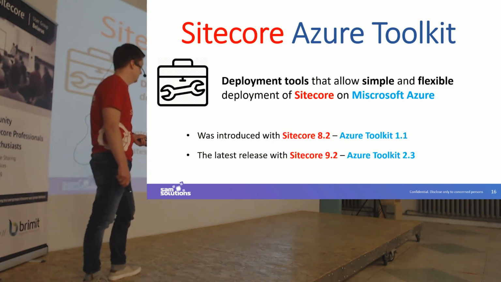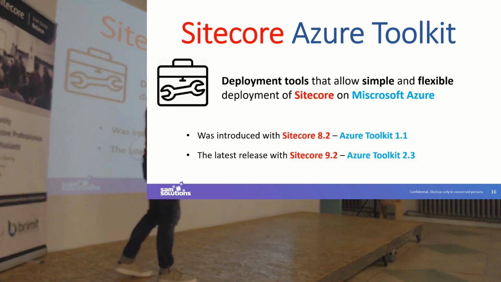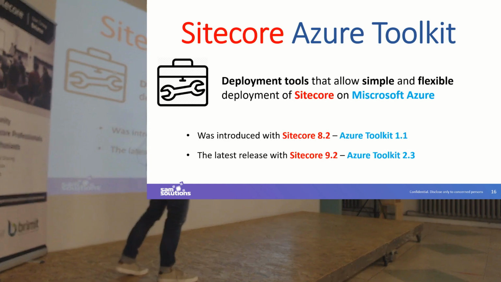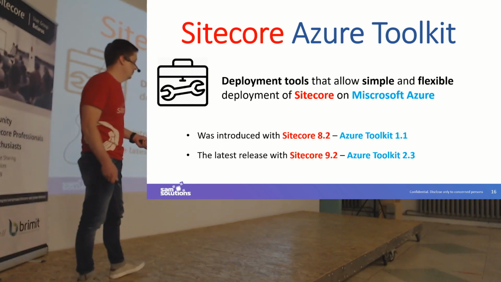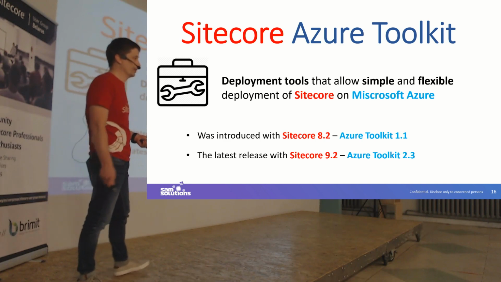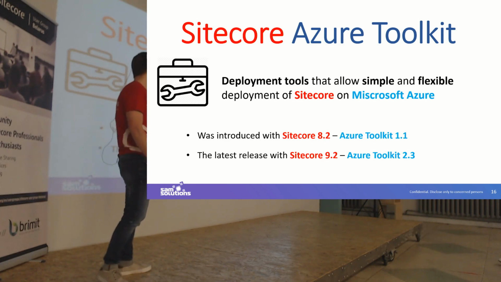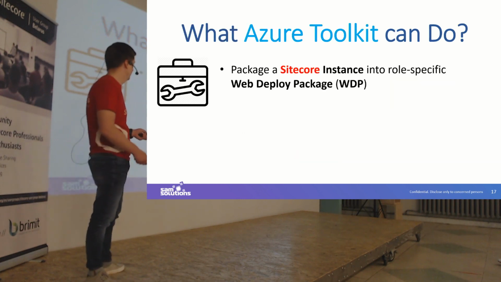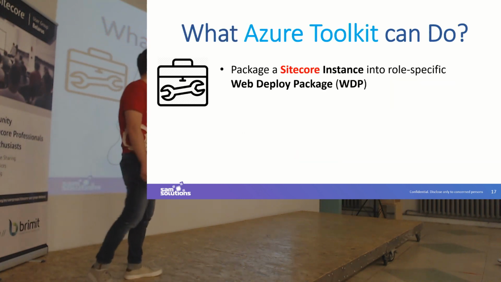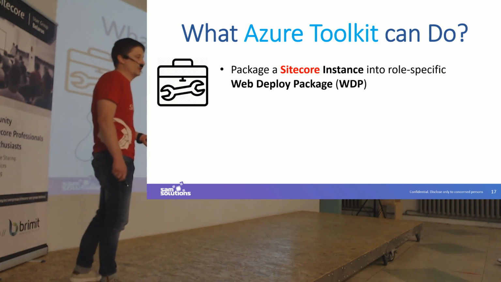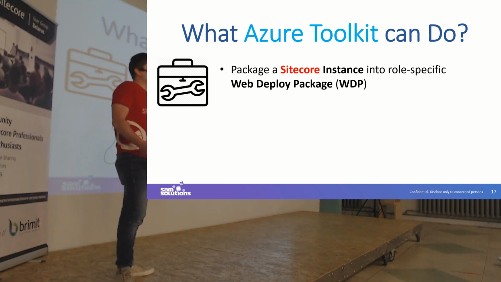The first time it was introduced with Sitecore version 8.2, and probably some weeks ago when Sitecore was released with a newer version, Azure Toolkit was also updated, and now we have a version 2.3. So what can this tool do in real life, and how can we use it?